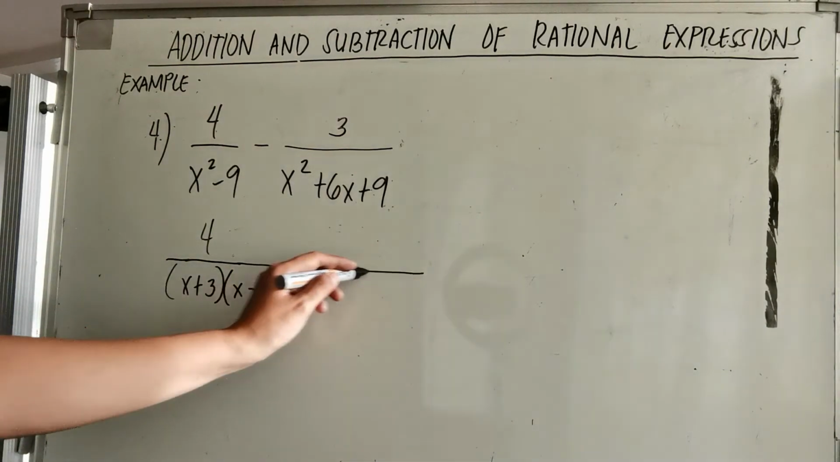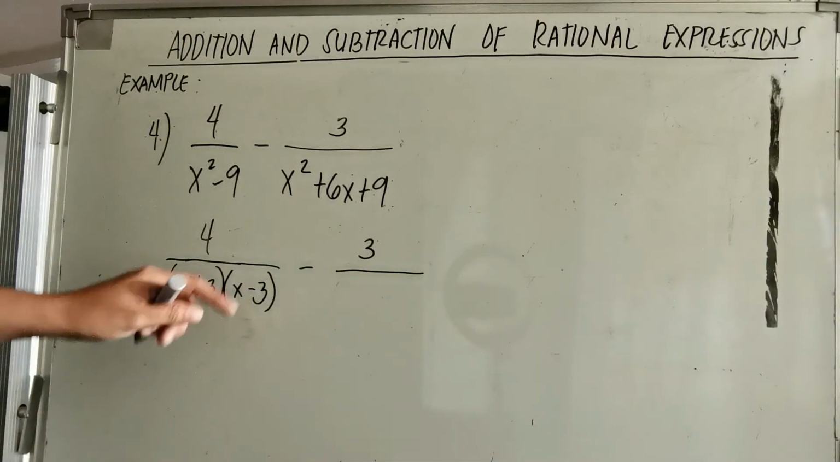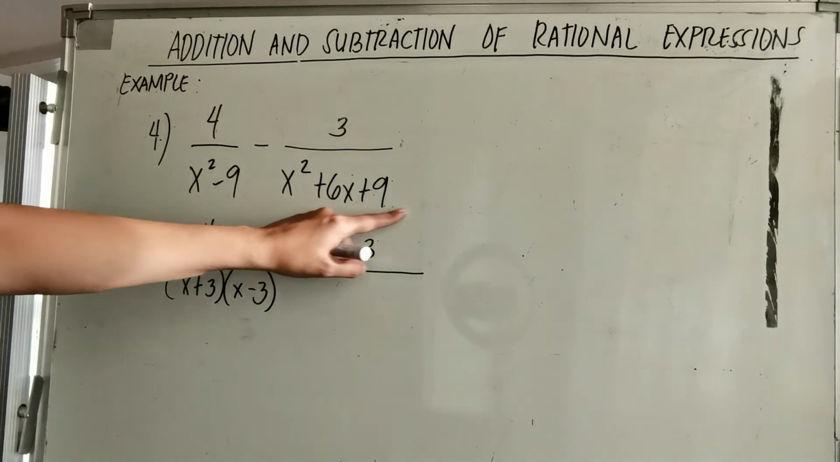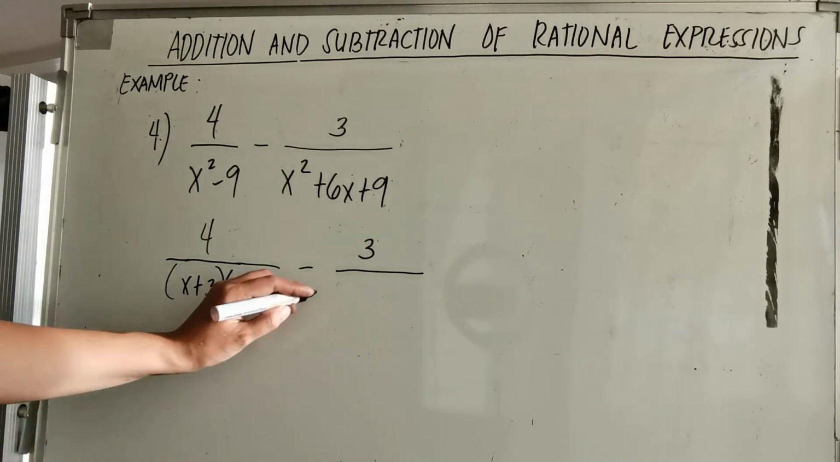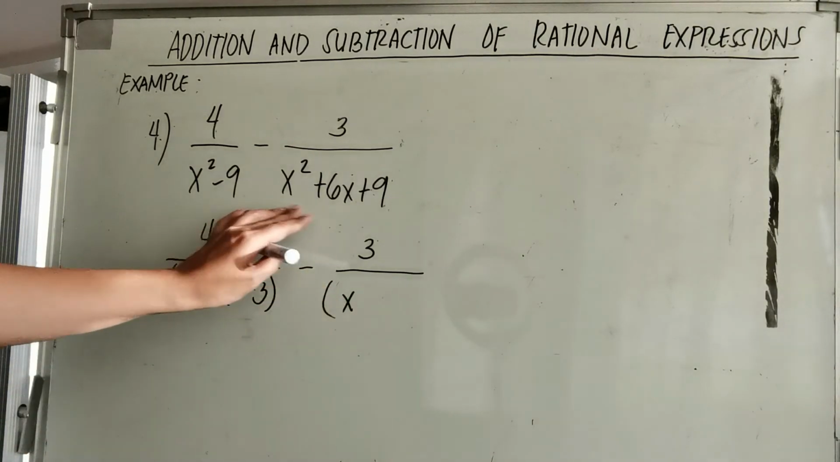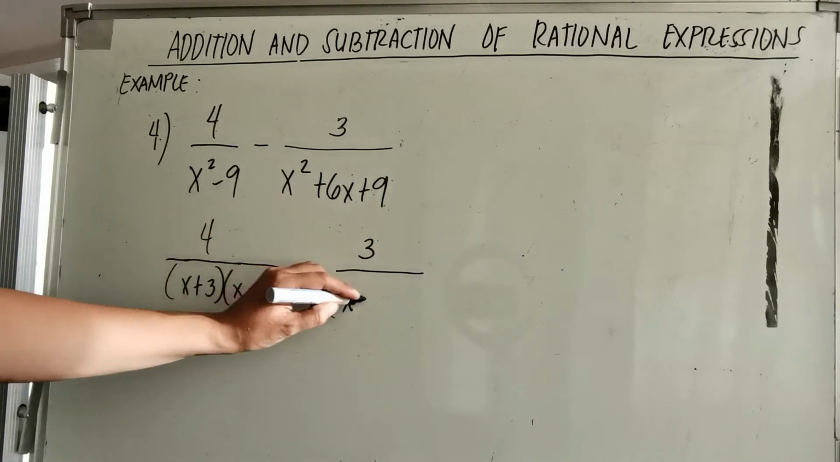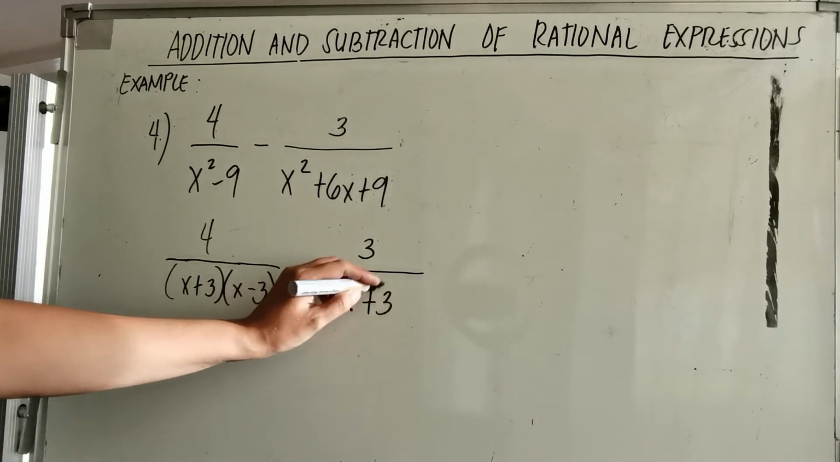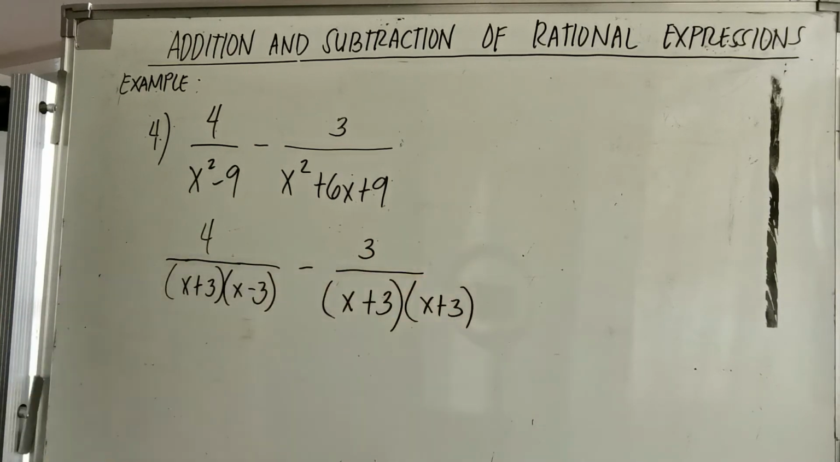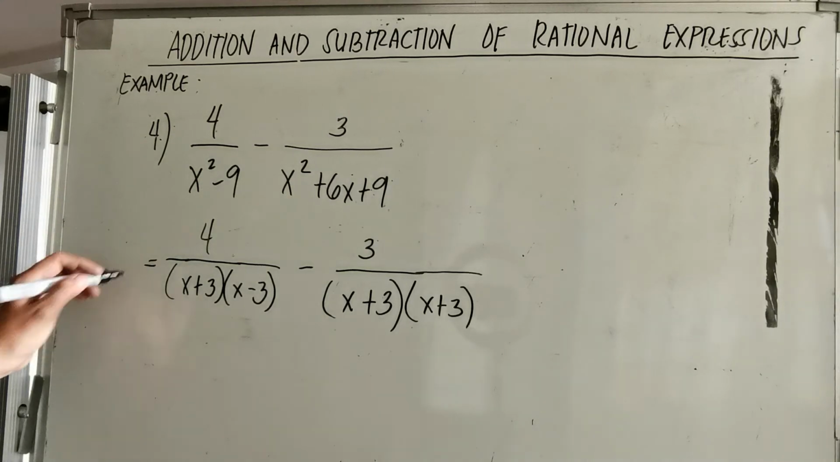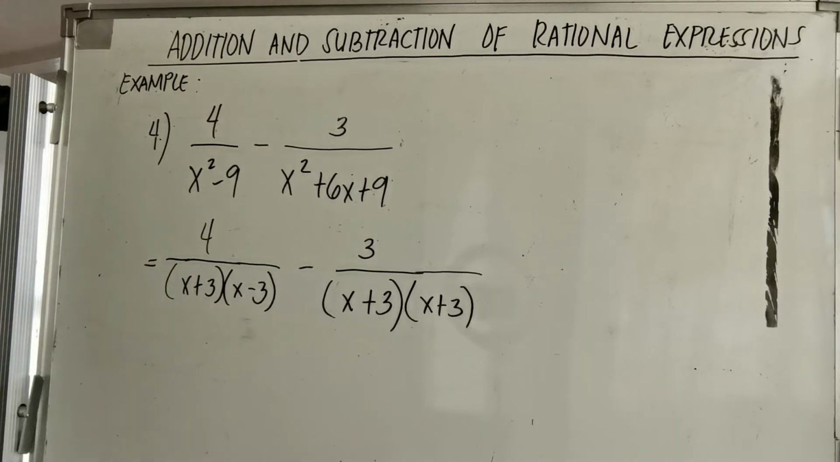Minus, then we have 3. Ang ating denominator sa second given ay perfect square trinomial. So, ibig sabihin, ang kanyang factor ay square root nito and square root nito, then squared. Or, kung papakita natin sa expanded form, we have x plus 3 times x plus 3. So, yan na ngayon yung ating given.